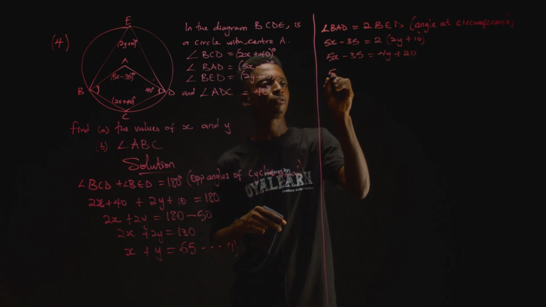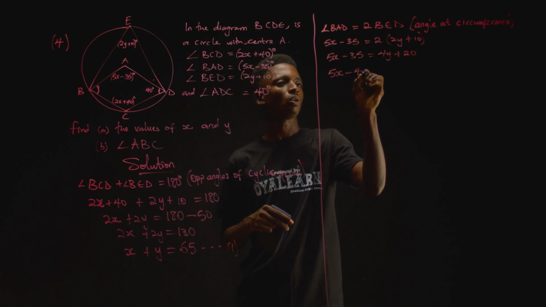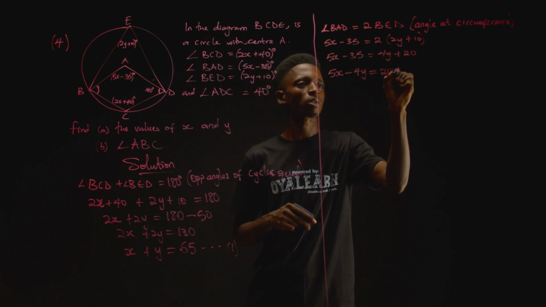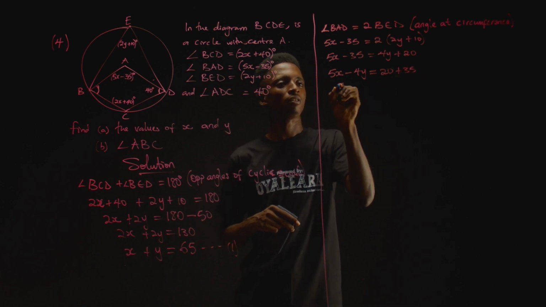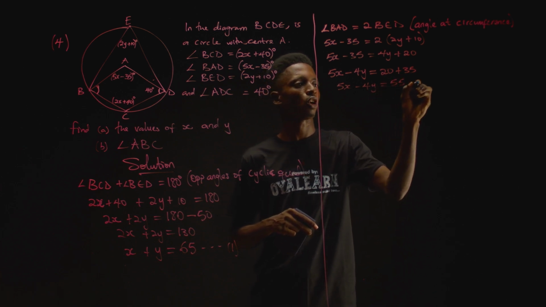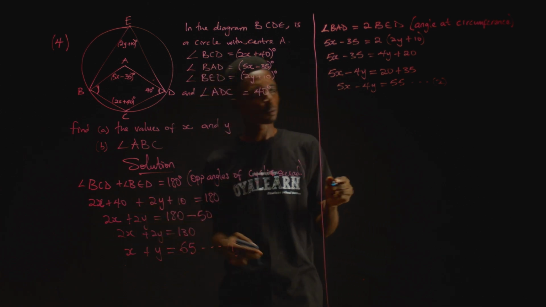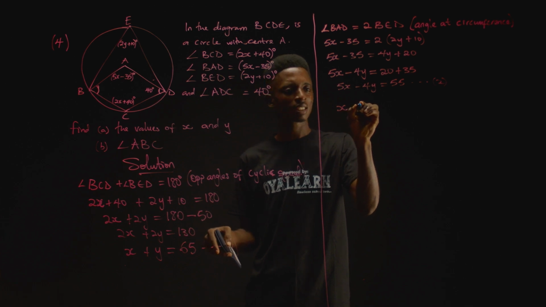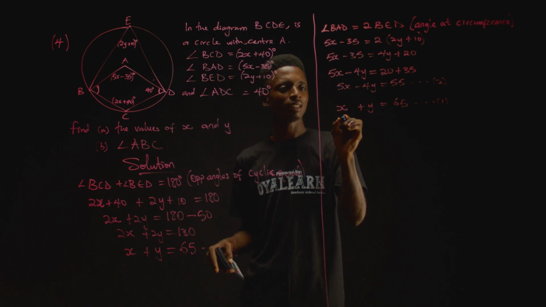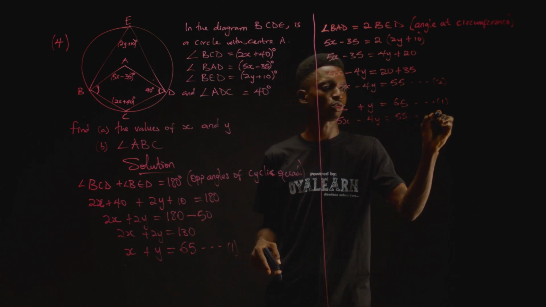So we should have 5x now minus 4y to equal 20. Now when 35 comes, it becomes plus, right? So we have 5x minus 4y equals 55. So we call this equation 2. So all we need to do is solve them simultaneously. So let's put the two equations side by side. So we have x plus y equals 65 as equation 1. And then 5x minus 4y equals 55. This is our equation 2.